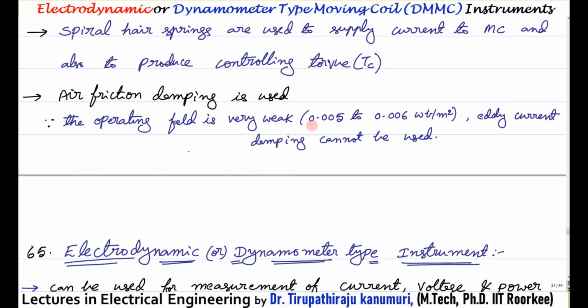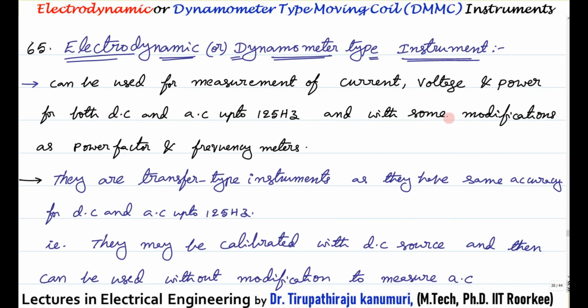So that's why generally the flux that is produced will be very less in this case. It is of 0.0052 to 0.006 Webers per meter square. So if you are installing some permanent magnet, that flux will interact with this field that may distort this field. That's why we always go for air friction damping here.